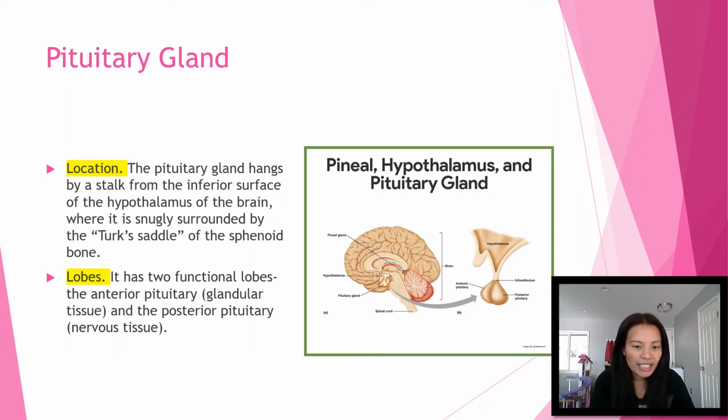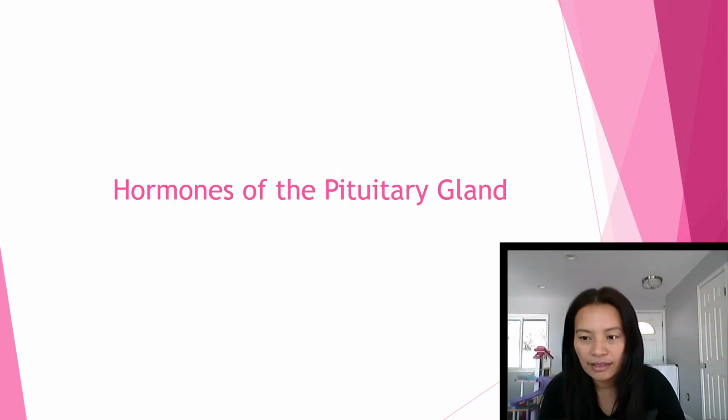And lobes, it has two functional lobes, the anterior pituitary or glandular tissue and the posterior pituitary or the nervous tissue. So we have two lobes. We have the anterior or front and posterior or back.